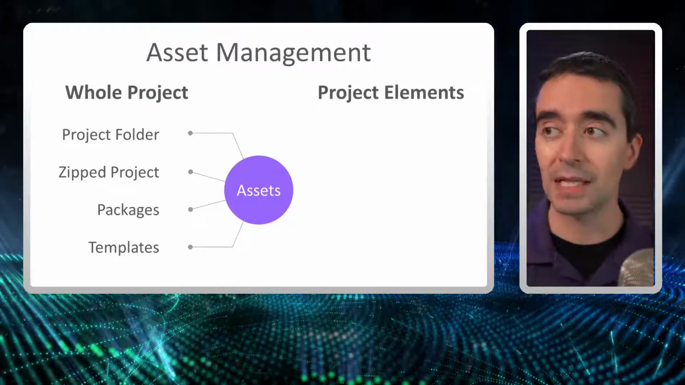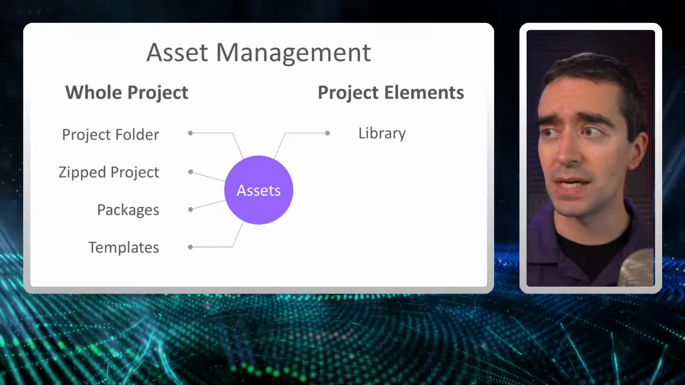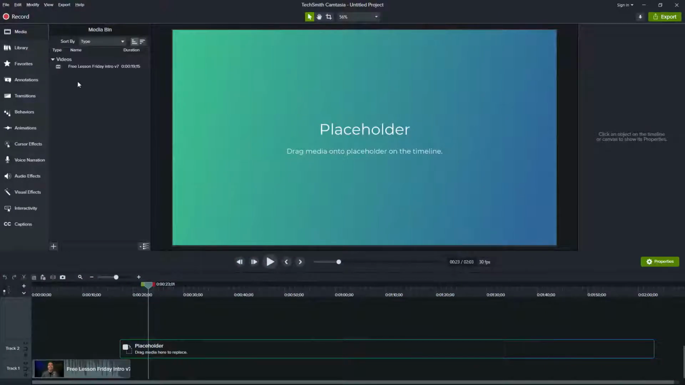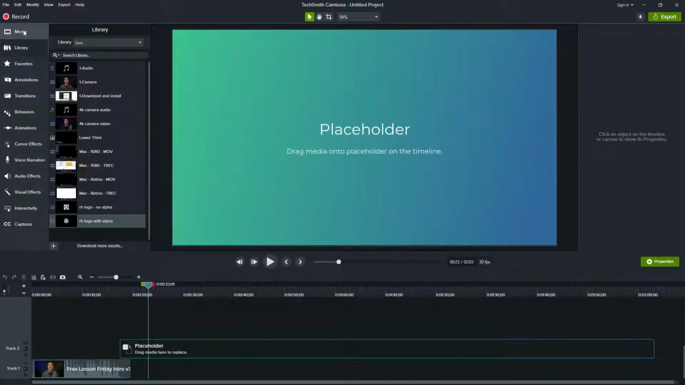So thinking about the different elements in the project, the library. We talked about the library a little bit. Let's look back at Camtasia. You can see on the left, I have a library link. Of course, this is in Camtasia 2020. In some previous versions, you might need to go to Media first and then to Library.